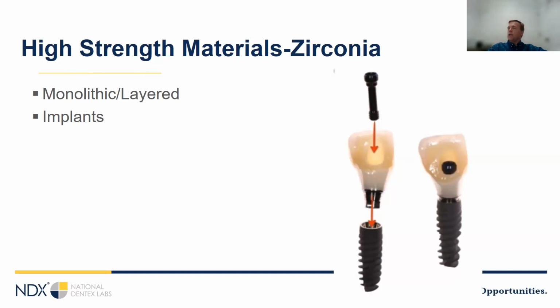In general, it's better to do an angled screw solution than a cement retained solution, because that way we can avoid any potential cement-induced periimplantitis.